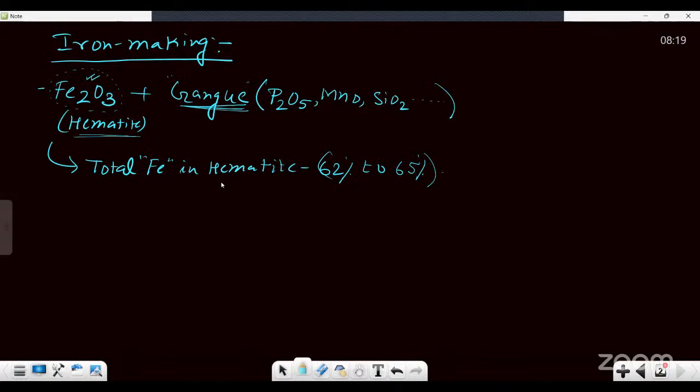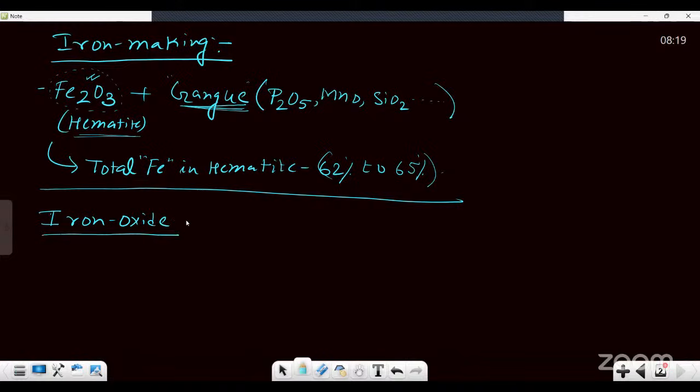Okay, now we reduce it. This is Fe2O3. In the process of iron making, the iron oxide can be effectively reduced by carbon. So we would like to reduce the iron oxide, or Fe2O3.